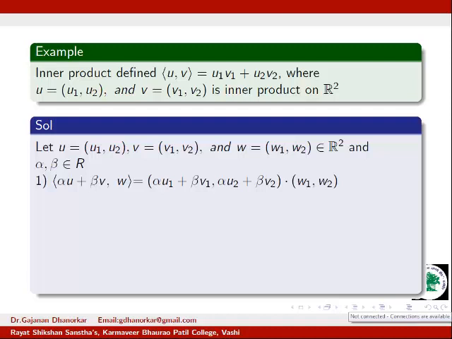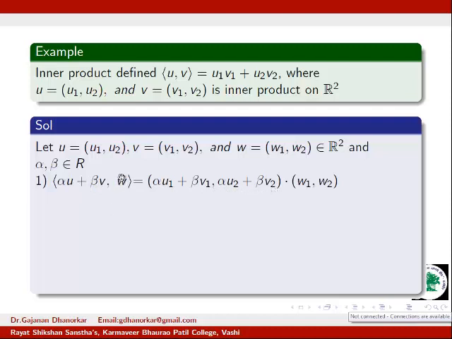What is alpha u plus beta v? This is alpha, this is our u, and this is our v. Here we take these two vectors, and when we multiply by alpha, we get alpha u1 plus beta v1, coordinate-wise addition, plus alpha u2 plus beta v2. Are you getting this? This is your u vector, this is your v vector. We are multiplying u by alpha and v by beta, and then taking coordinate-wise addition.